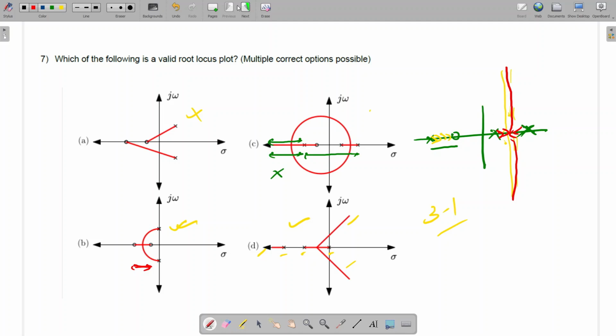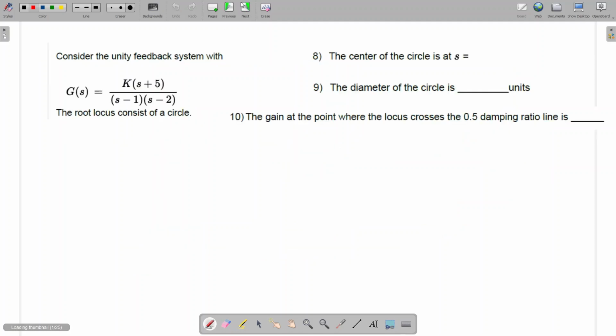Okay, sir. Clear, sir. Okay, so this is the next question. Here a transfer function is given. It is saying that the root locus is a circle. We have to calculate the center of the circle and the diameter of the circle.